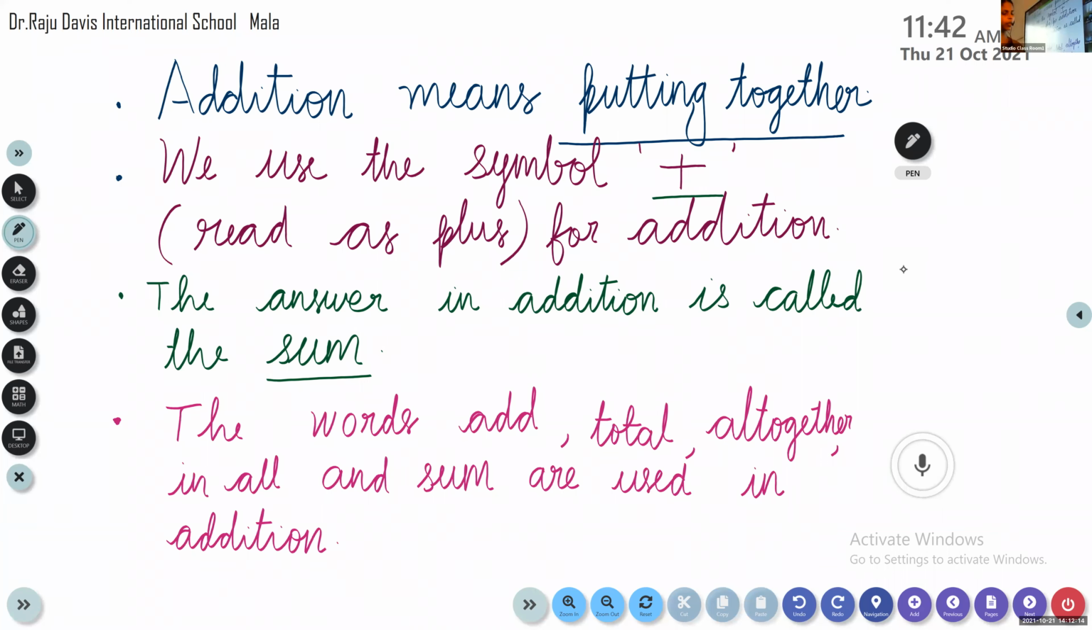Okay. Addition means putting together. Now, the second one. We use the symbol plus for addition. Third one. The answer in addition is called the sum. Very good. Now the fourth one.